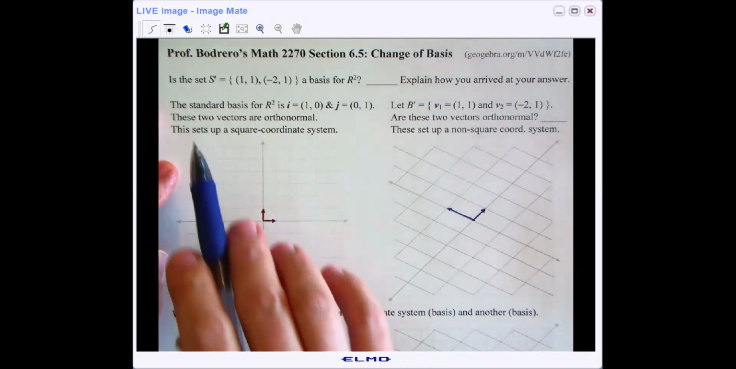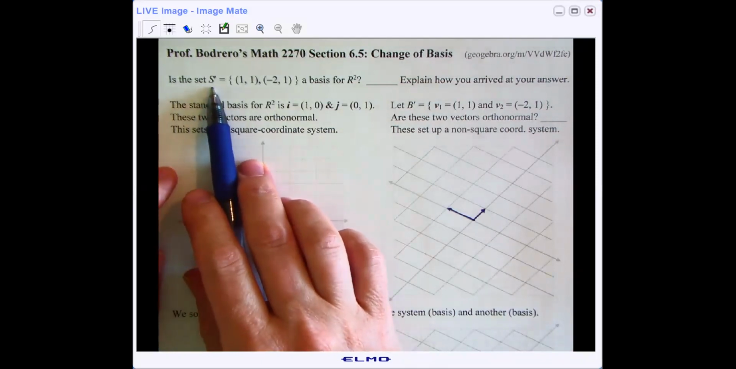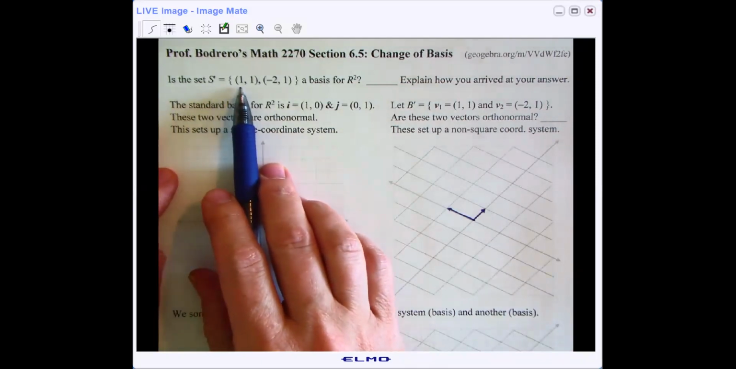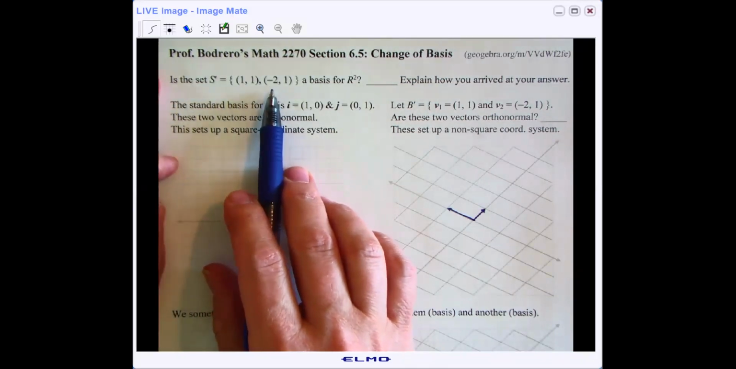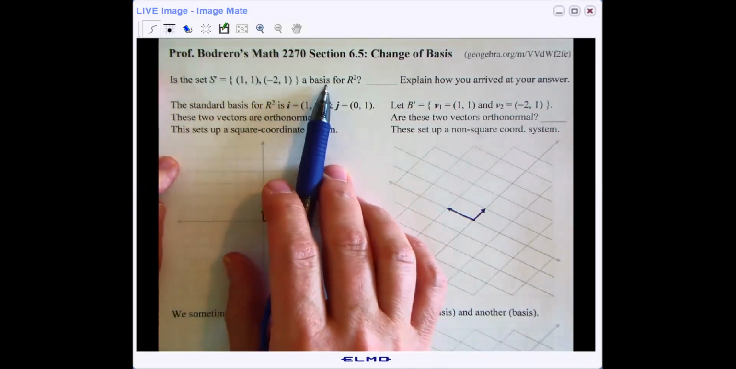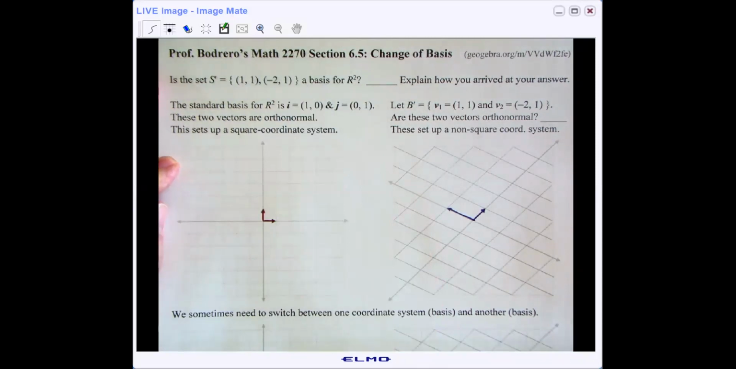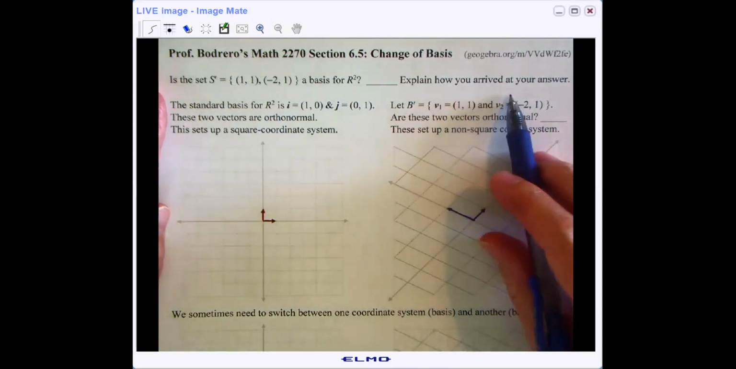First off, let's start off with this guy. We're going to take S prime, and it's going to be the vectors (1, 1) and (-2, 1). Is it a basis for R2? I'll give you a second to think about that and explain how you got your answer.